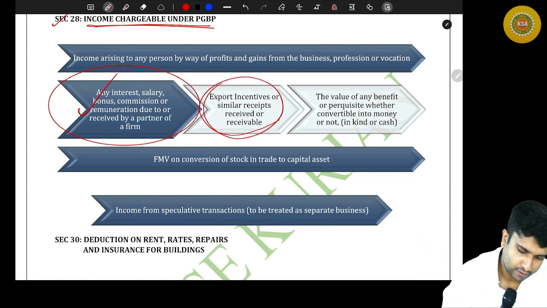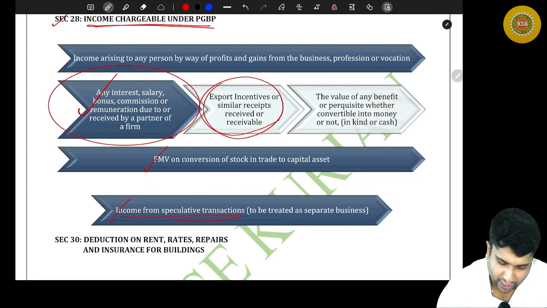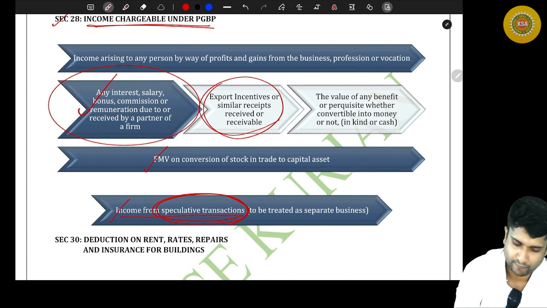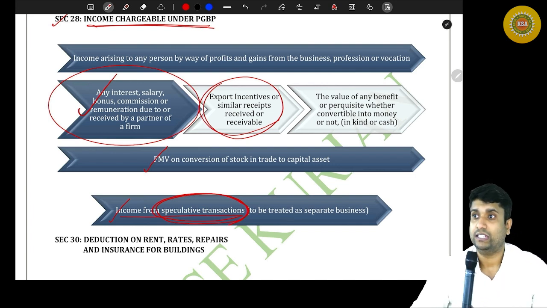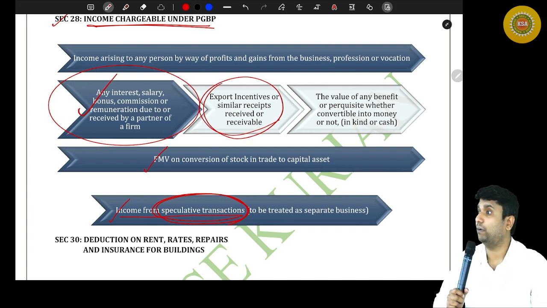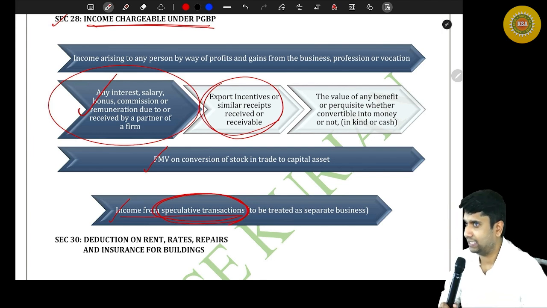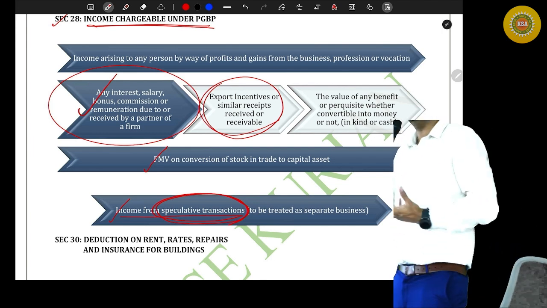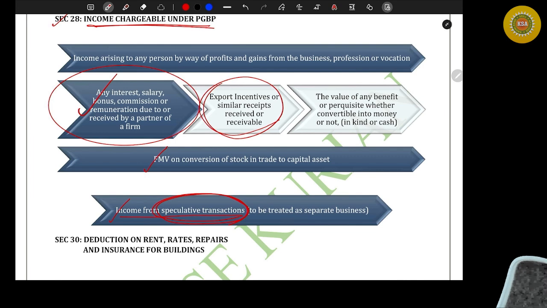Now, next item under 28. What is the next item? Income from speculative transaction. What is a speculative transaction? Intraday trading is the best example of a speculative transaction. Say, for example, I'm doing some intraday trading.